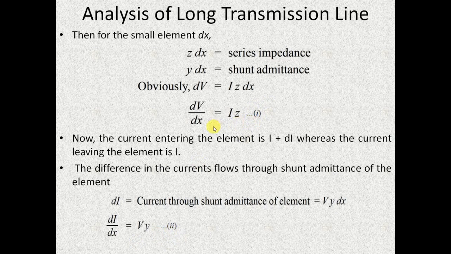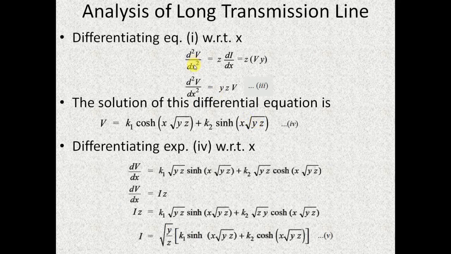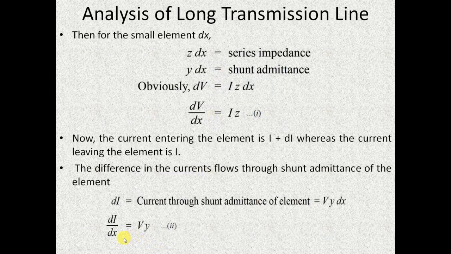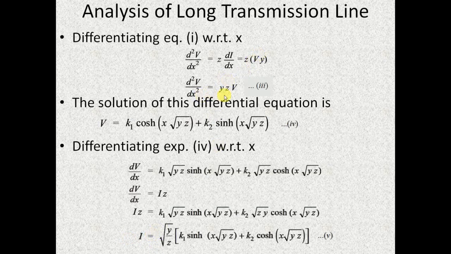In the next step we will differentiate equation number 1 with respect to x. Then the relation becomes d square V by dx square is equal to z into dI by dx. For this dI by dx we will make the substitution from equation number 2, that is dI by dx is equal to V into y. Then the relation gets modified into the form d square V by dx square is equal to y z into V.